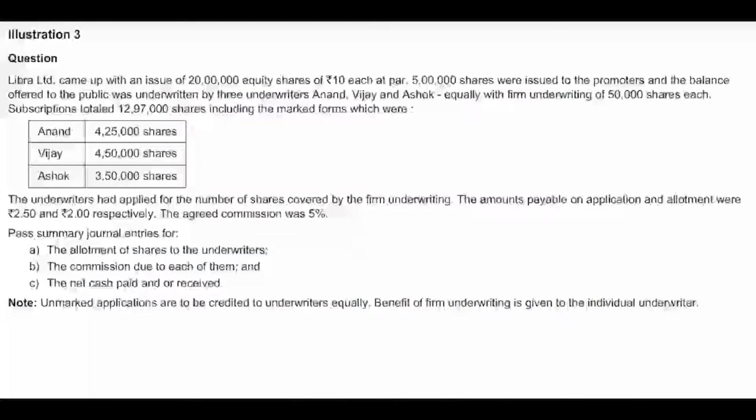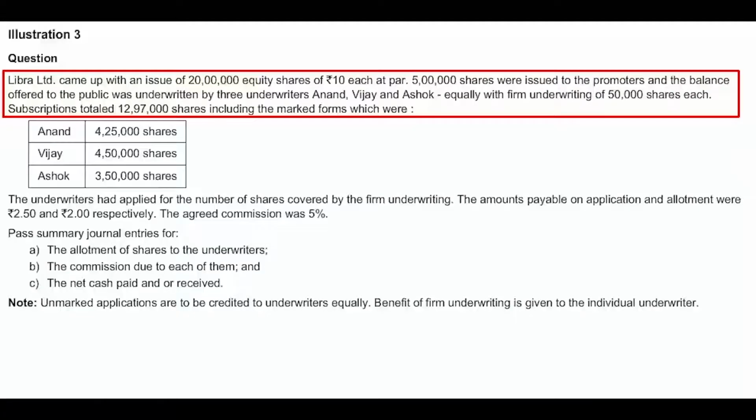Now coming to illustration number 3, Libra Limited came up with an issue of 20 lakh equity shares of rupees 10 each at par. 5 lakh shares were issued to the promoters, and the balance offered to the public were underwritten by the 3 underwriters, Anand, Vijay and Ashok, equally with a firm underwriting of 50,000 shares each. So there is a firm underwriting of 50,000 shares.